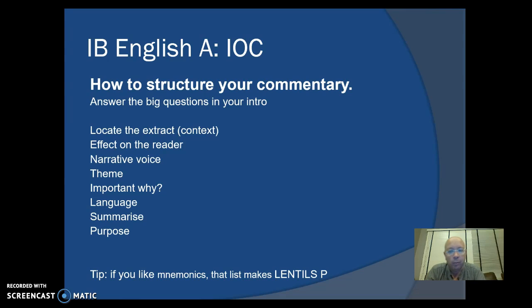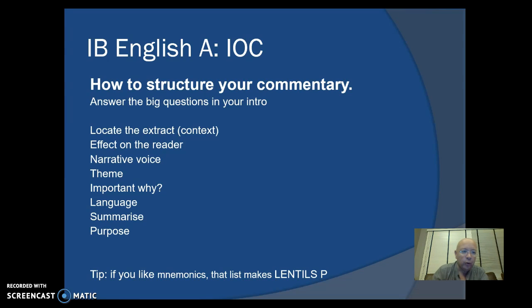Following on from that, what's the effect on the reader? When a typical reader has this extract, what do they take away from it? So here you want to throw in some big adjectives, some strong adjectives, to show really clearly and concisely what is the effect of that on the reader.